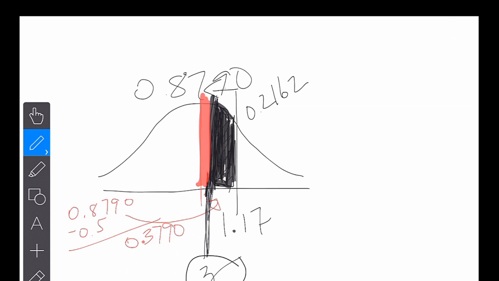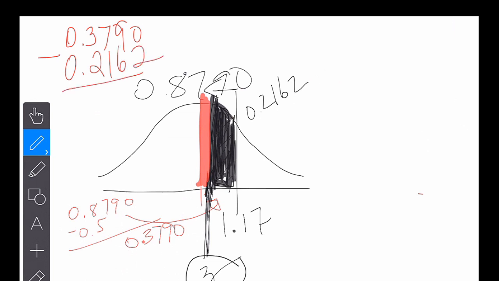So then, this extra little piece here then, let's see if I can do the math, is 0.3790 minus 0.2162, and that's the extra little bit. So what's that? 0.3790 minus 0.2162 equals 0.1628.